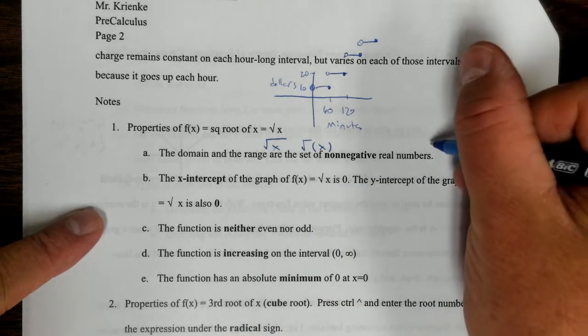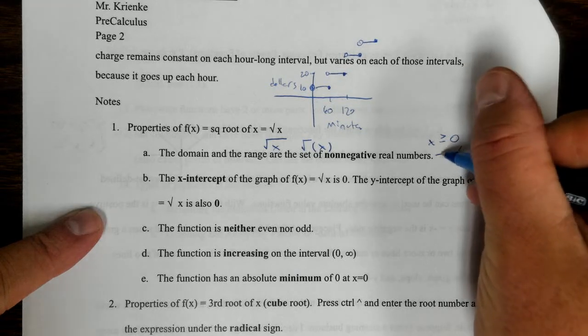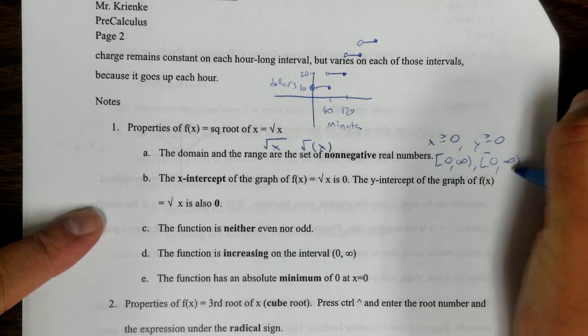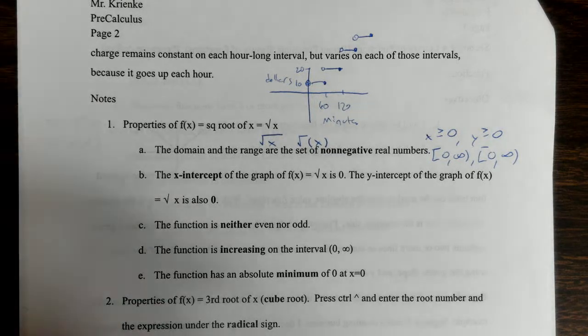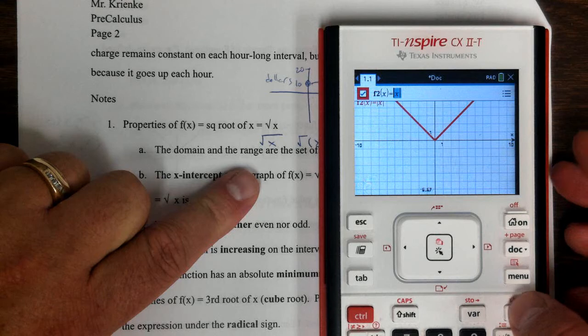So in other words, x greater than or equal to 0, y greater than or equal to 0, or you could just say 0 to infinity for both. So that's the square root of x. So we're going to delete this.